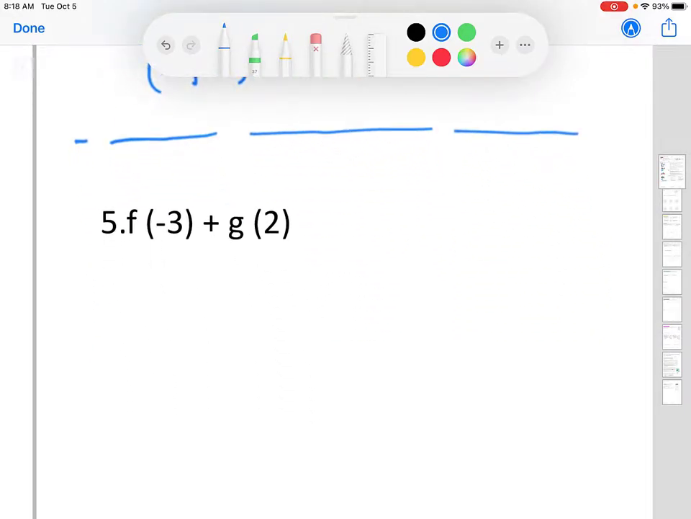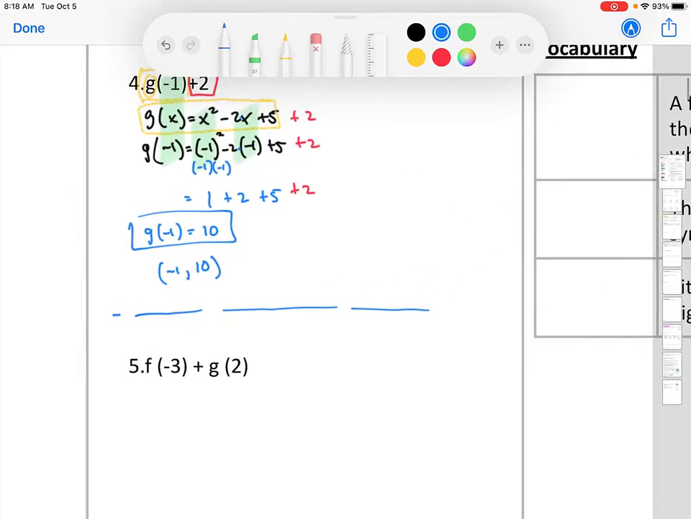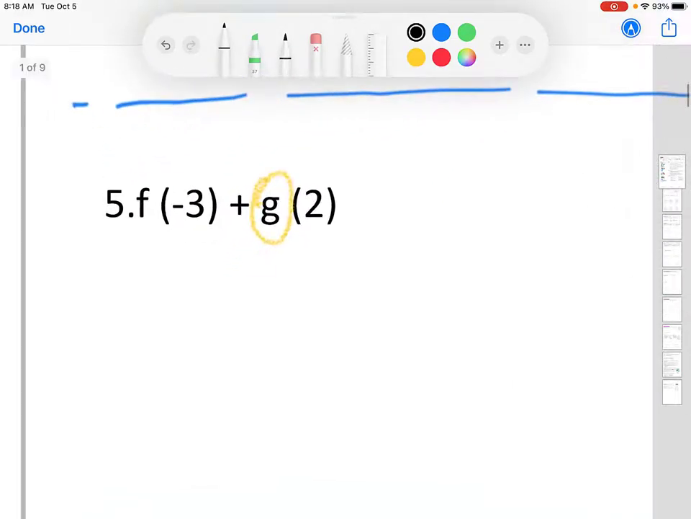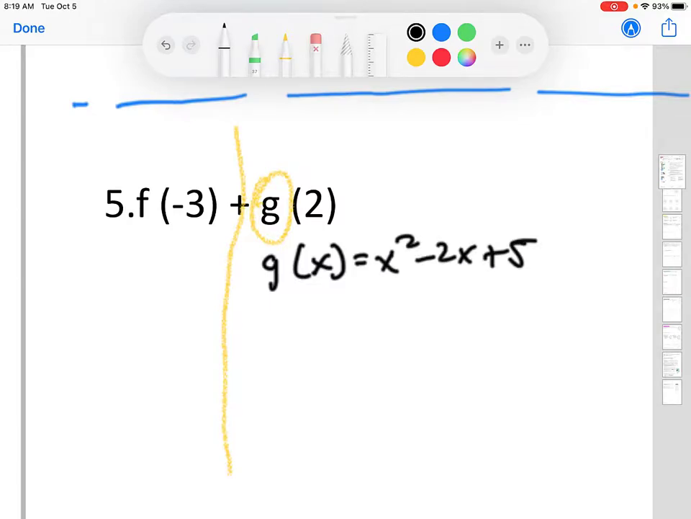And then our last problem is going to combine two of them. So we had in yellow the g, so let's go ahead and write out that one. G of x is x squared, and you can do this two ways. You can do it all together, or you can do it separately. I'm happy, let's separate it. Let's just do two problems in one, okay? So I have g of x equals x squared minus 2x plus 5.